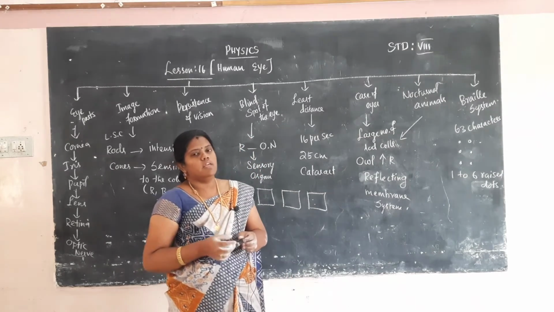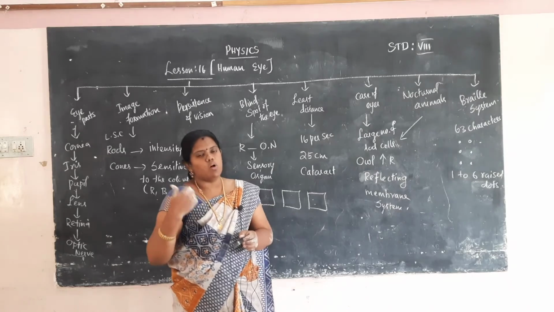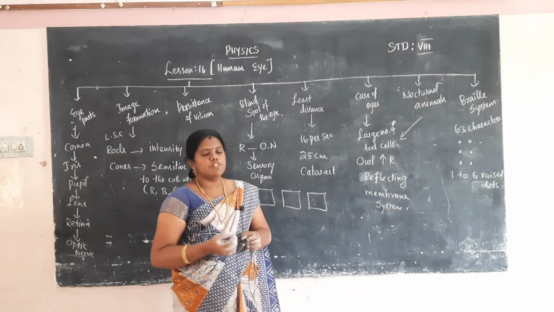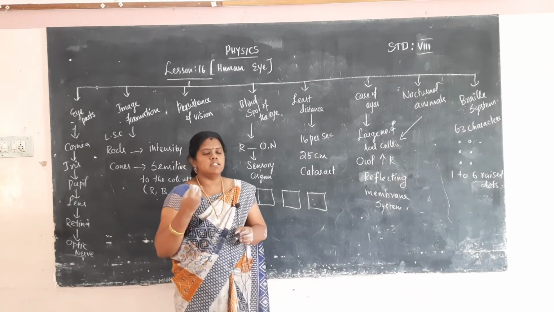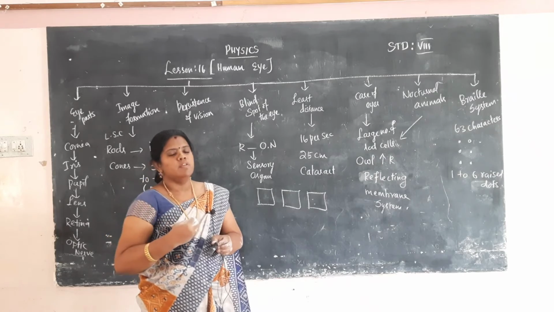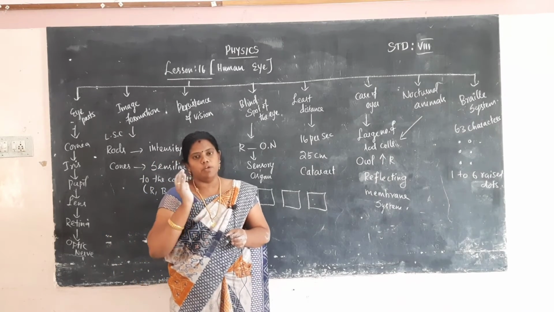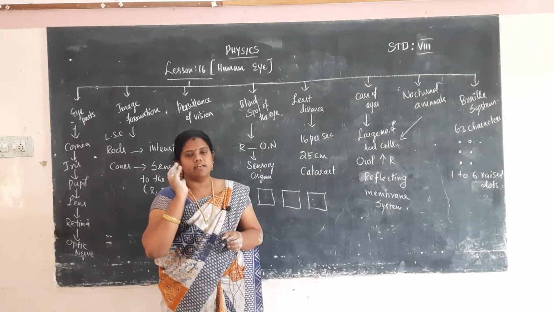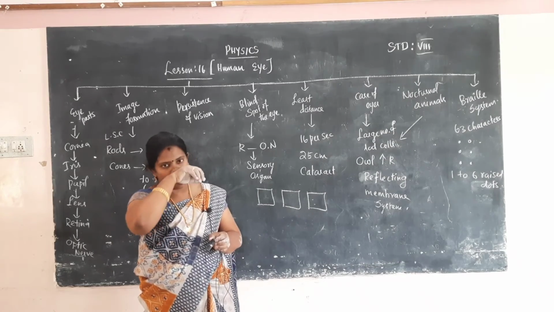Then we have to wash our eyes with clean water. Suppose any foreign body like a pin or anything gets into your eye, don't rub your eye, because the foreign body can easily affect the outer membrane of your eye.